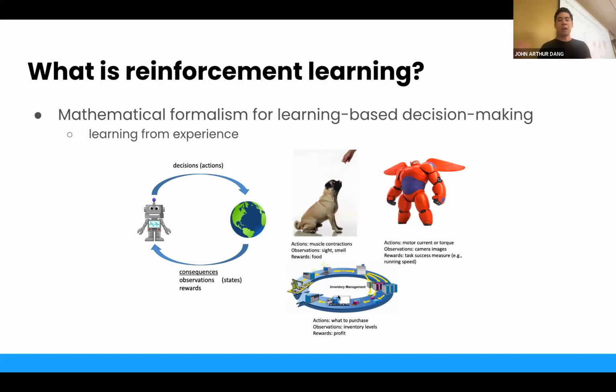There's also other examples that might not be super obvious where you might apply this reinforcement learning paradigm. So for instance, in inventory management. In this setting, maybe your actions are what you want to purchase. Maybe you're Amazon, you want to figure out how many items you should purchase of a specific item so that you match the actual demand that you have on your platform.